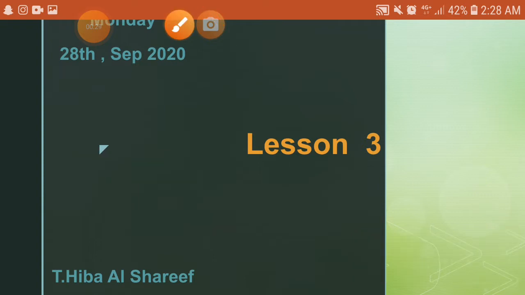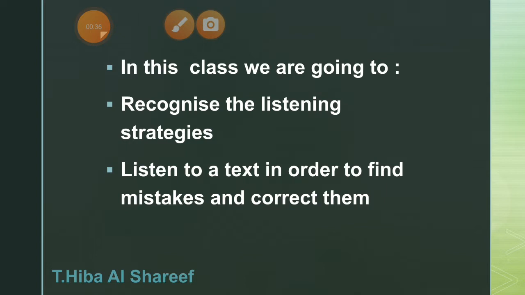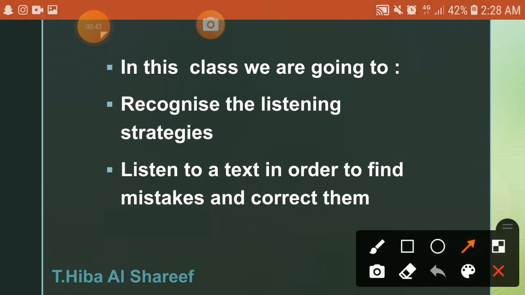Now, let's go to the outcomes of our lesson. Here are the outcomes, يعني أهداف حصتنا. In this class we are going to 1. Recognize the listening strategies بدنا نتعرف على استراتيجيات الاستماع. 2. Listen to a text in order to find mistakes and correct them. بدنا نستمع للنص ونلاقي الأخطاء ونصلحهم.